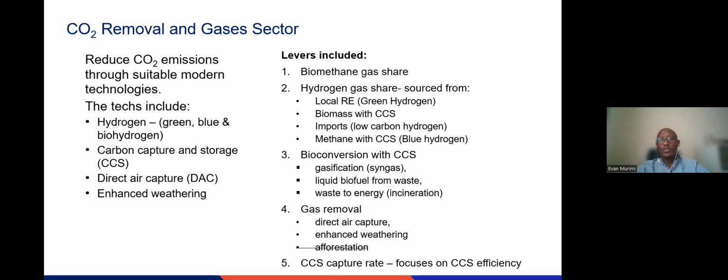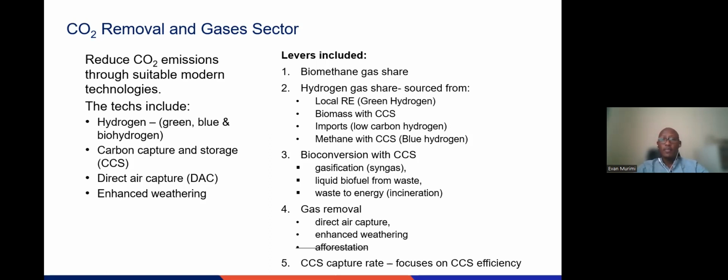Then the next one was on hydrogen gas share. So this one is, can we have hydrogen being used maybe to power some of the industrial uses? It can be imported, it can be from methane, but if you use methane, then we use carbon capture and storage. Similarly, if you use biomass, again, we incorporate biomass with carbon capture and storage, and then we can also use local renewable energy to generate the hydrogen and get the green hydrogen.